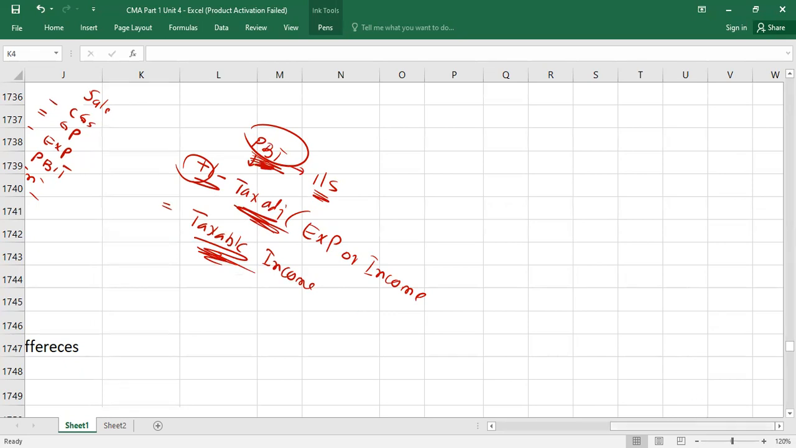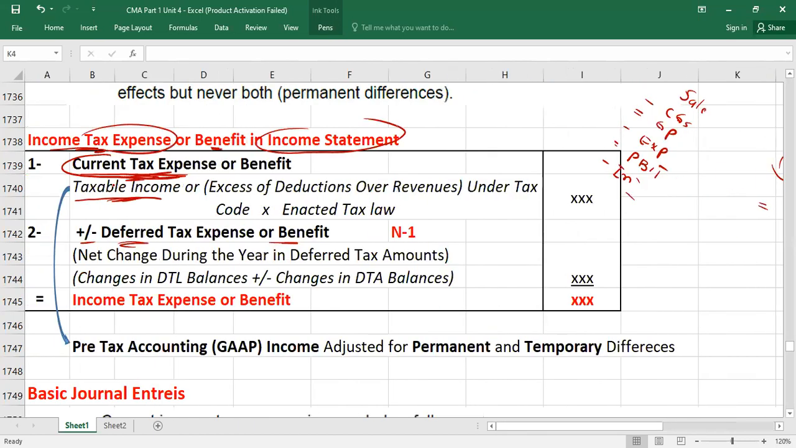So first, the simple first point I told you: how you will calculate current year tax expense. You always need what? Taxable income, which you have to adjust. Which income you have to adjust? Accounting income you have to adjust as per tax law. Then you will get taxable income, and that taxable income you will multiply with the enacted tax rate, whatever the current tax rate is.